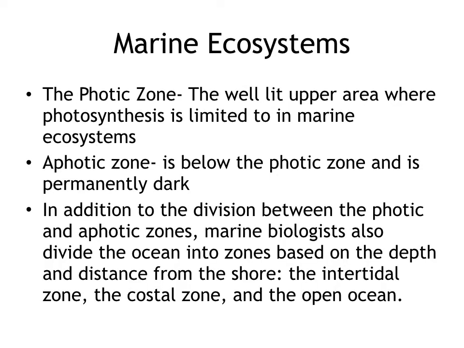In marine ecosystems, the photic zone is the well-lit upper area where photosynthesis is limited to in a marine ecosystem. The aphotic zone is below the photic zone and is permanently dark. In addition to the division between the photic and aphotic zone, marine biologists also divide the ocean based on depth and distance from the shore: the intertidal zone, coastal zone, and open ocean.